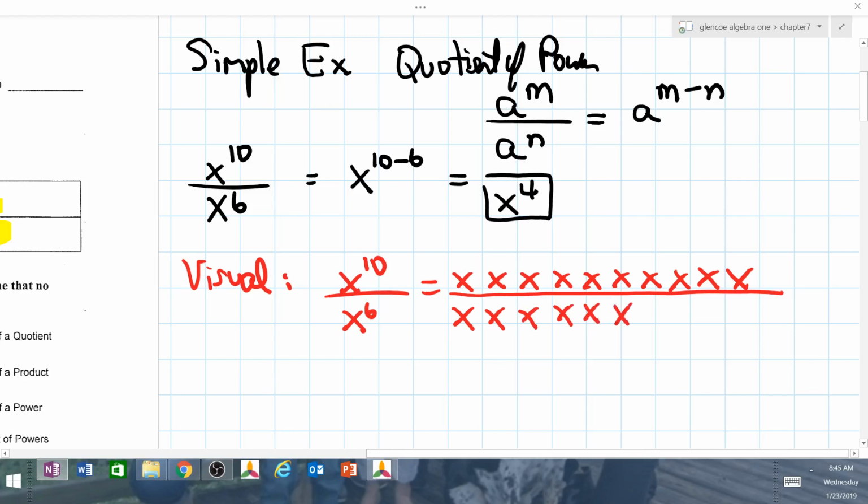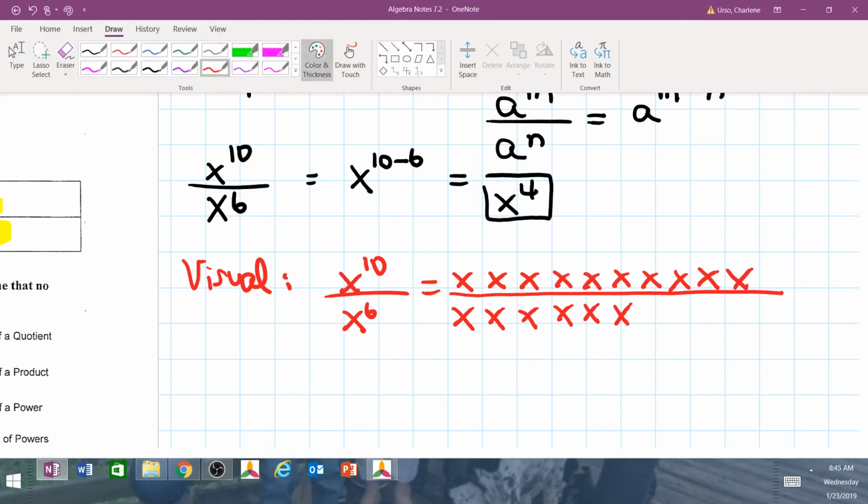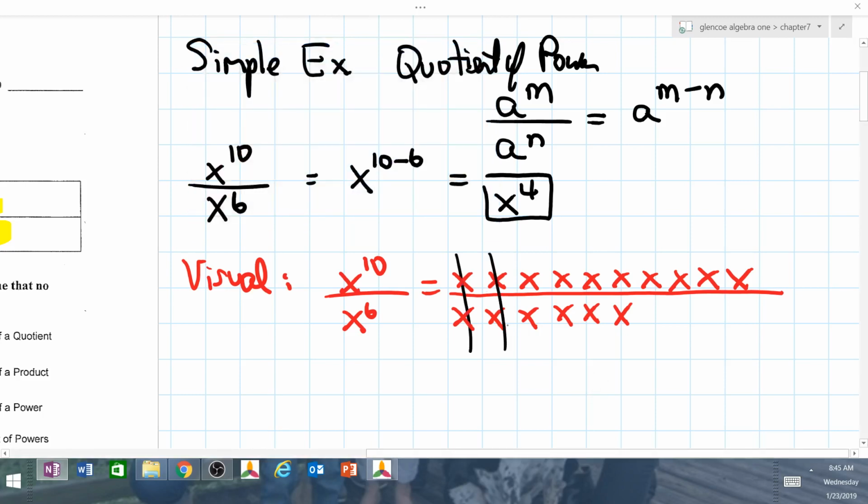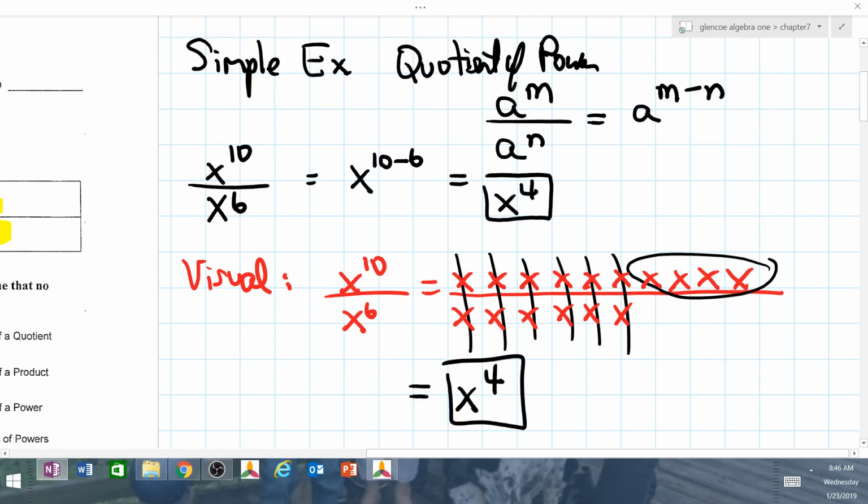Okay, so I have 10 x's on top. That represents x to the 10th power. I have 6 x's in my denominator, which represents x to the 6th power. And now, remember, when we divide, anything that's in the numerator and denominator can cancel out. Anything divided by itself equals 1. And I'm left with x times x times x times x, or x to the 4th power. The answer is always the same. Are you with me? Okay, so let's try a couple.